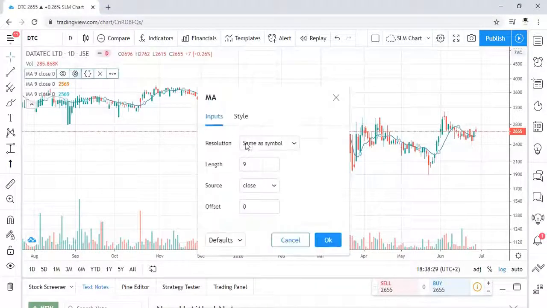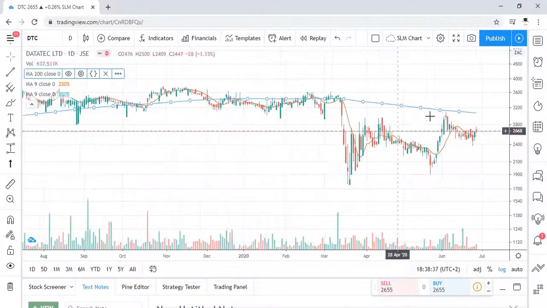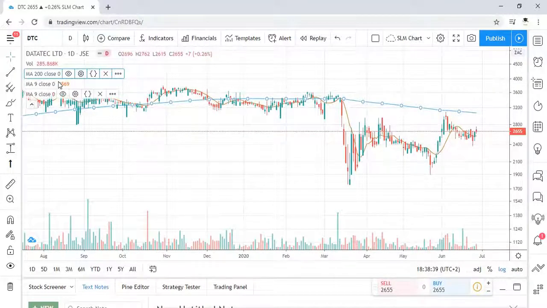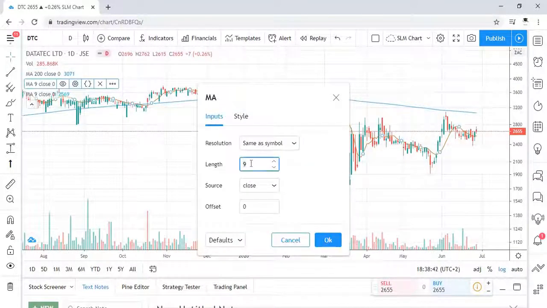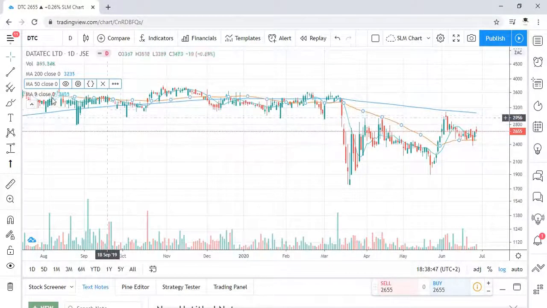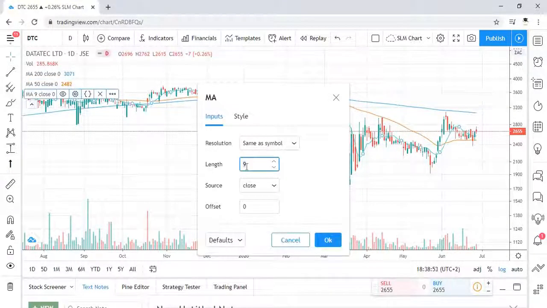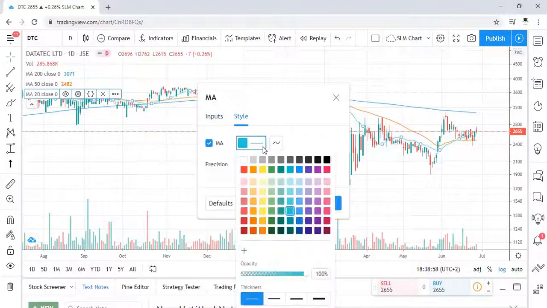I'm going to come to the settings. The first one I want it to be the 200-day. So there it is, you can see the blue line is the 200-day. The second one I want it to be the 50-day. So the 50-day is the brown one. The third one I want it to be the 20-day. I just want to change the color here so that it doesn't sort of look like the 200-day. Okay, the purple can work.